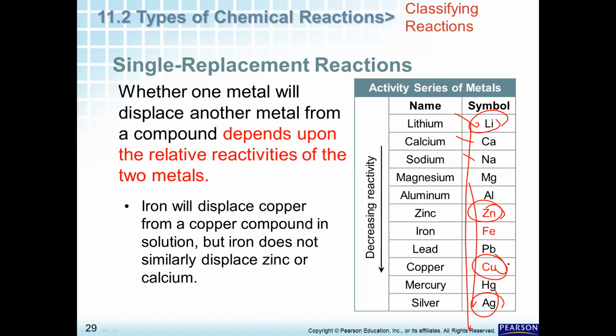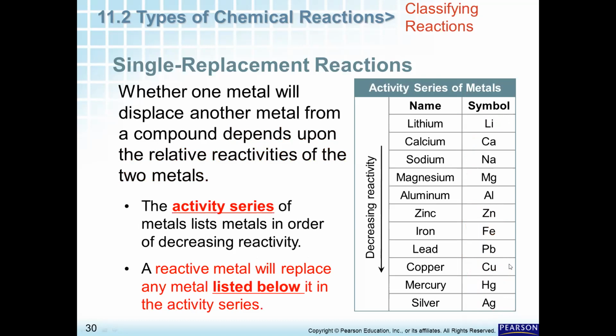If we give you a single replacement reaction, you should be able to tell whether the reaction will happen or not. If it is a halogen, it depends on where the position is. Anyone on top can replace something below. In the activity series, any element will replace all the elements that are below it. That's what it says here.